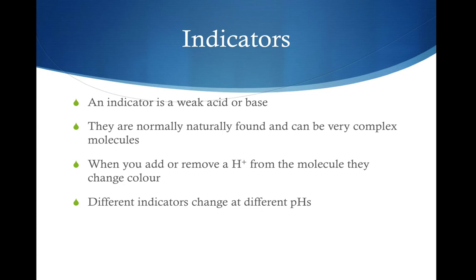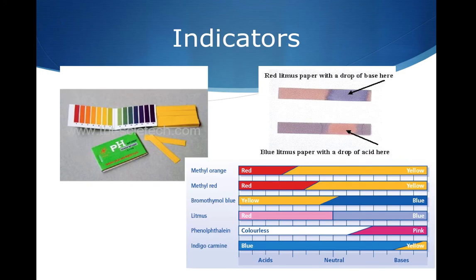Our indicator is itself going to be a weak acid or base, naturally found, and when they accept or donate protons, they change colour. You don't need to know how that actually works, but just know that they do, and different ones change at different pHs. We don't use universal indicator because that changes very gradually, and that's actually a mixture of a whole range of different indicators.